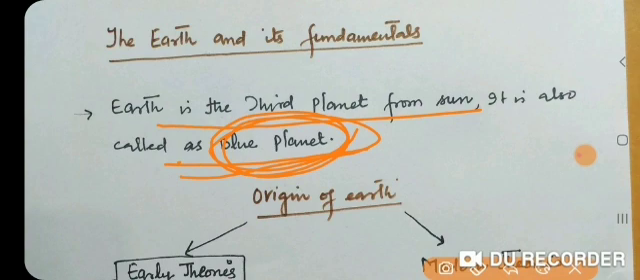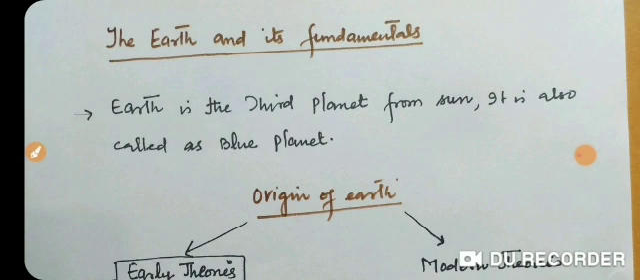When we talk about the origin of earth, it is actually the origin of our solar system. Our solar system includes the group of stars and planets, about 63 moons, and millions of small bodies like asteroids and comets. When we talk about the earth, it is an inner planet.